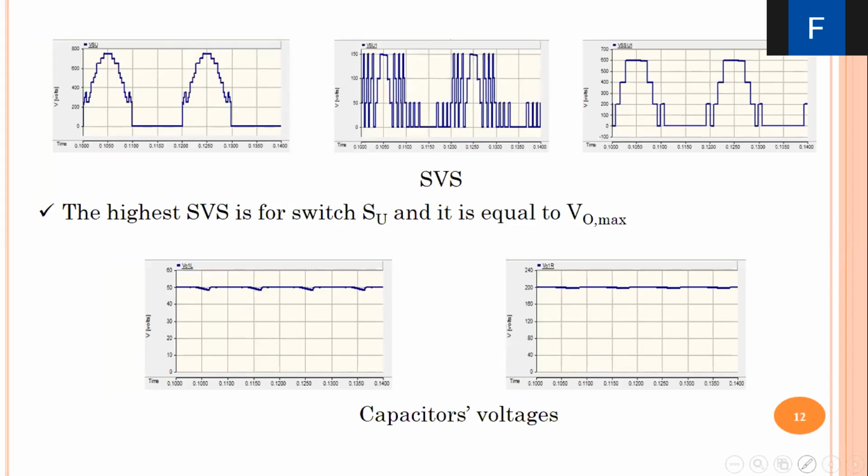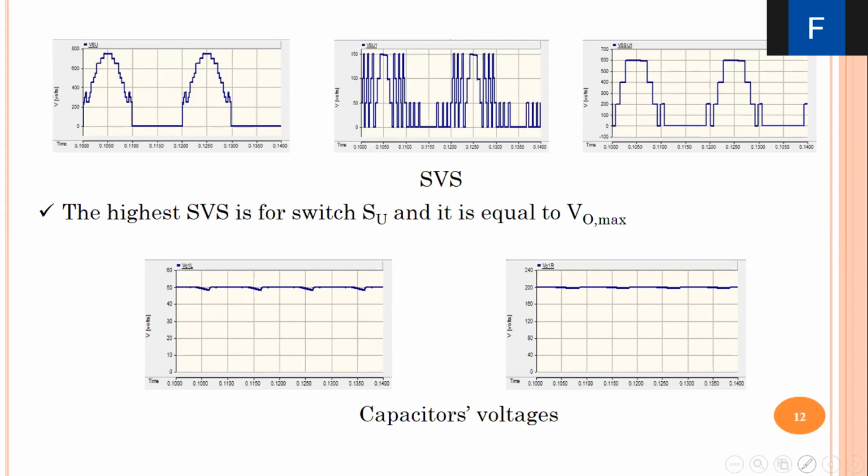And in this slide, we have the standing voltage on the switches, and as we see, it's clear that the highest standing voltage on a switch is for switch SU, and it is equal to the maximum output voltage. We must use a high quality switch for this switch, and it's a very important note.